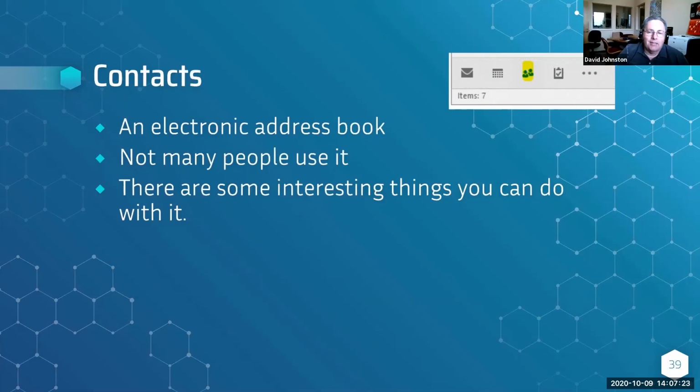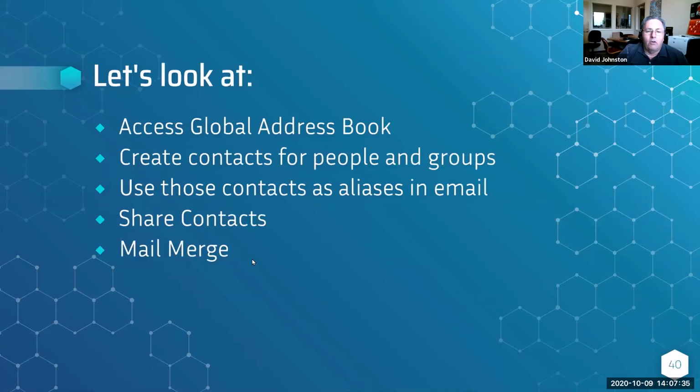All right, contacts. This is the two little people at the bottom of your screen. This is probably something that not a lot of people use, but there are some interesting features in here that you might want to take a look at. So we're going to look at how to access the global address book, how you create contacts for people and for groups, how you can use those contacts as aliases in your email, how you can share contacts, and then how you can actually get to the mail merge function from within your contacts.